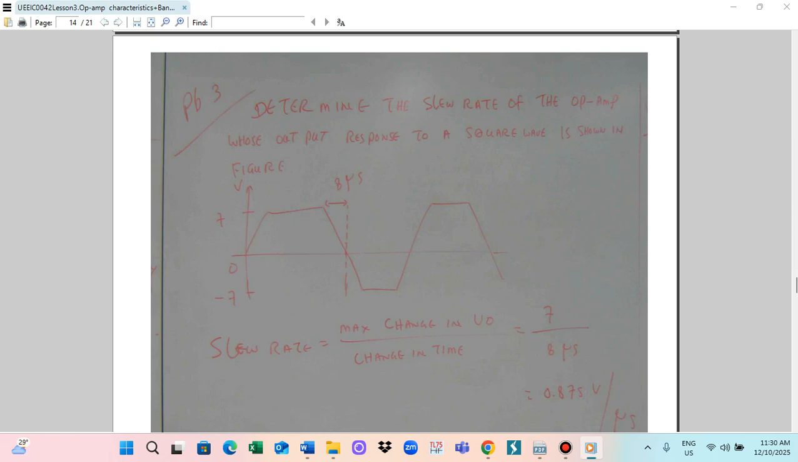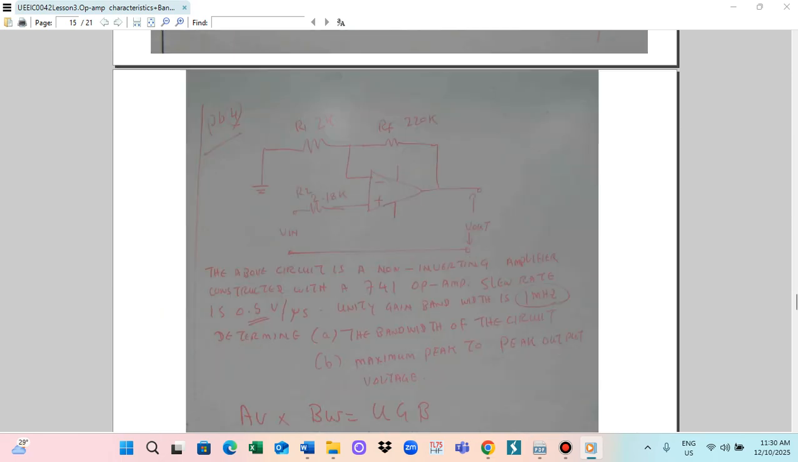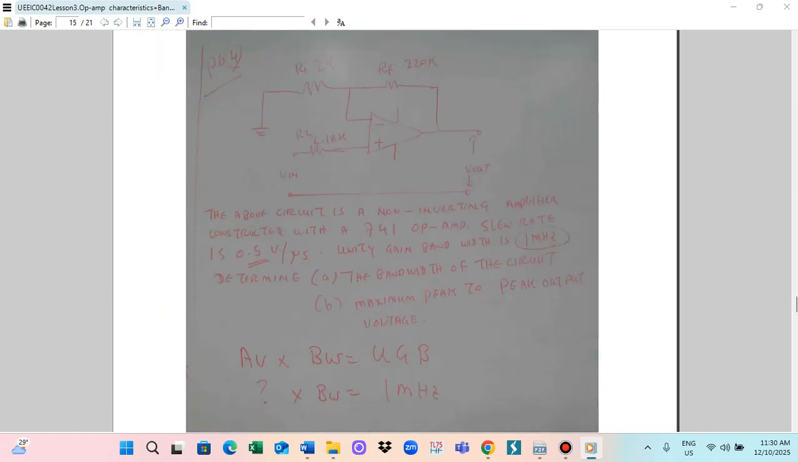And this is another problem. The above circuit is a non-inverting amplifier constructed with a 741 operational amplifier. Slew rate is 0.5 volt per microsecond, and unity gain bandwidth is 1 megahertz. So we have to calculate the bandwidth. For this we have to use an equation, the bandwidth of the circuit.